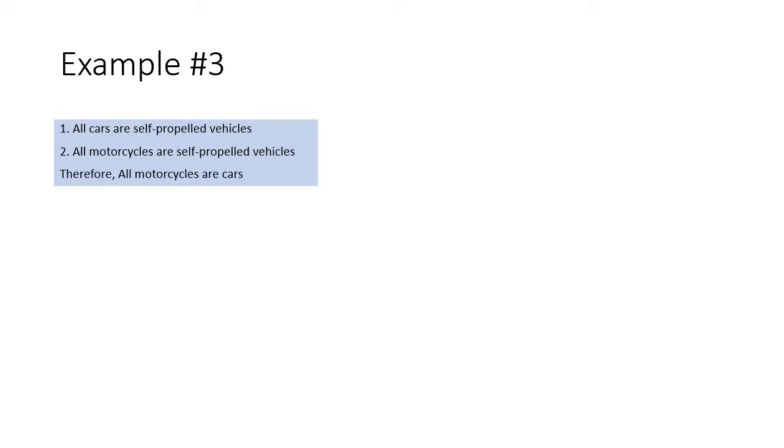All right, example number 3. We have another situation where everything is a universal. In this case, we have all cars are self-propelled vehicles, all motorcycles are self-propelled vehicles, therefore all motorcycles are cars. You should see kind of right away here that this argument is probably not going to be valid, given that those premises are true and that the conclusion is false. But nevertheless, our S would be the subject of the conclusion, motorcycles.